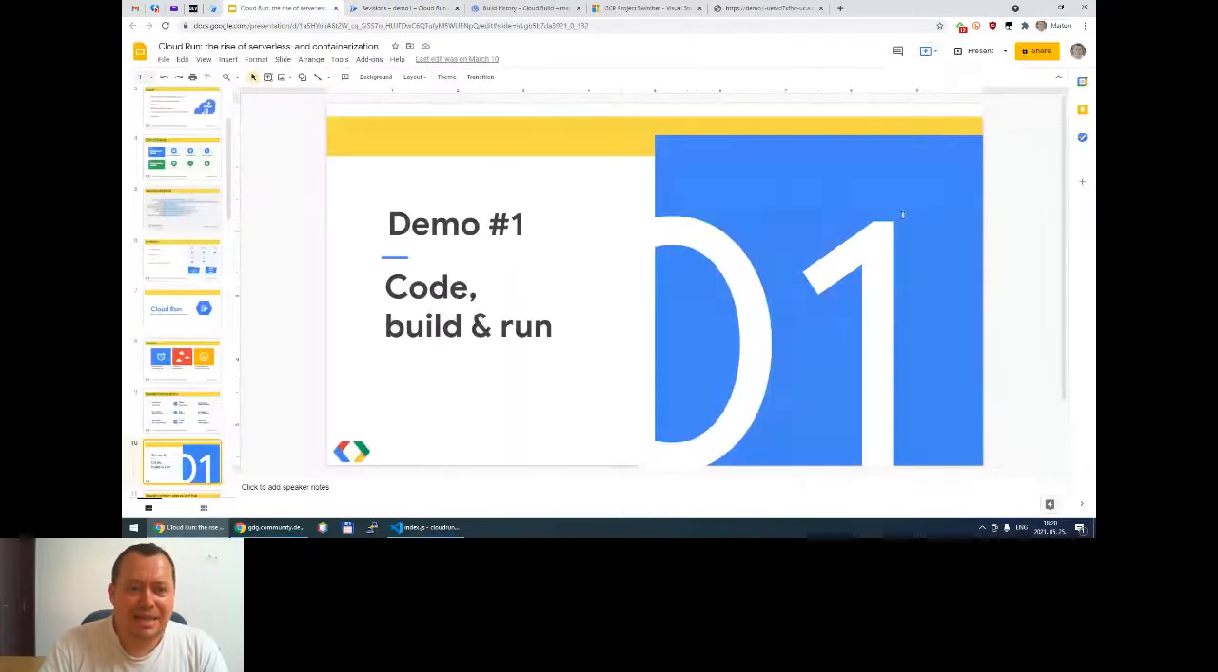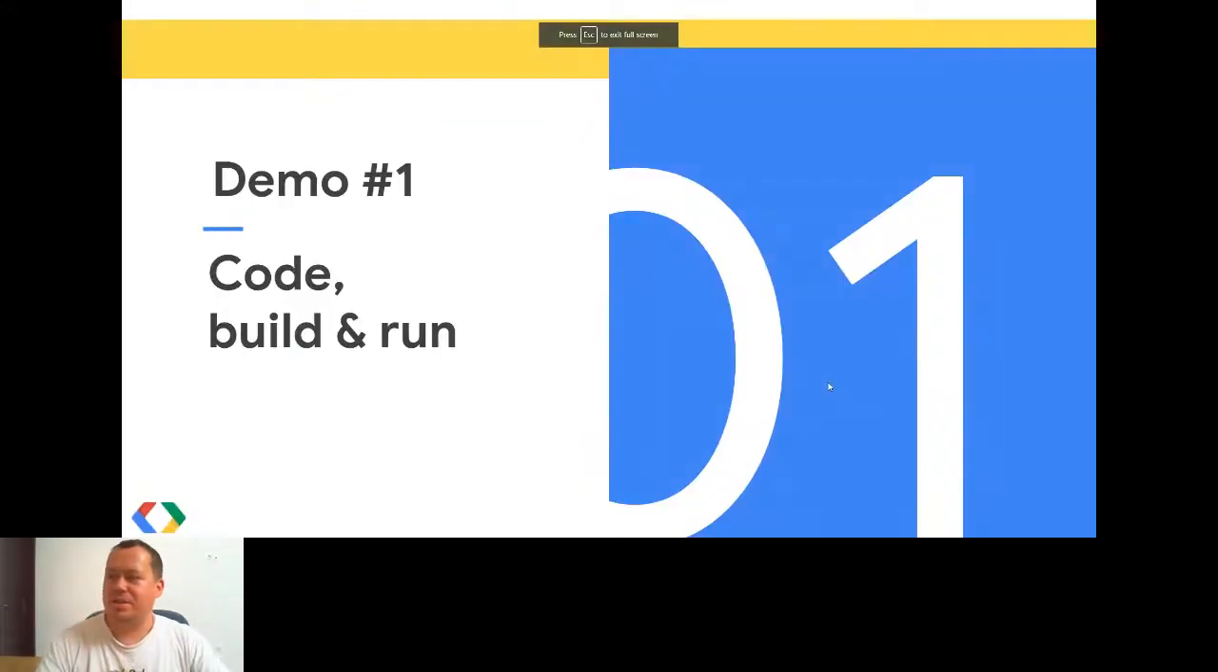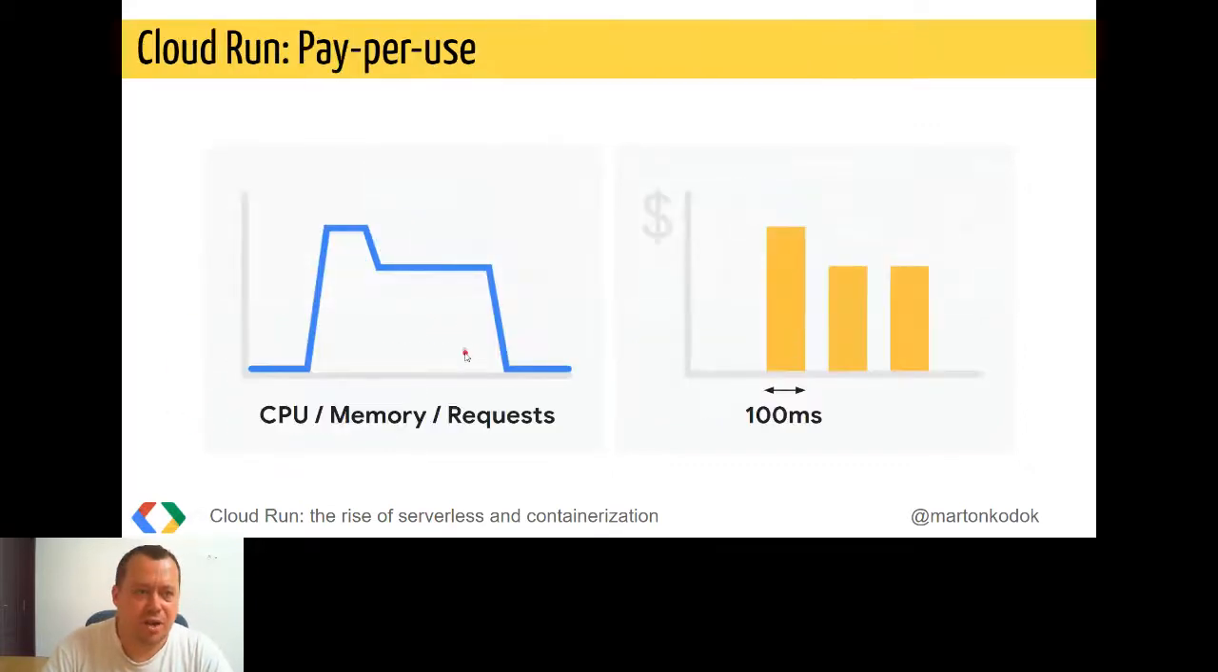Okay, let's go further, because this was just a demo to see how we build, how we run, and how we see in the cloud. So, as I mentioned so far, Cloud Run works also on a managed environment and also on your Google Kubernetes Engine or even on-premise as well. That's called Cloud Run for Anthos. But this presentation is featured on the fully managed version of Cloud Run.